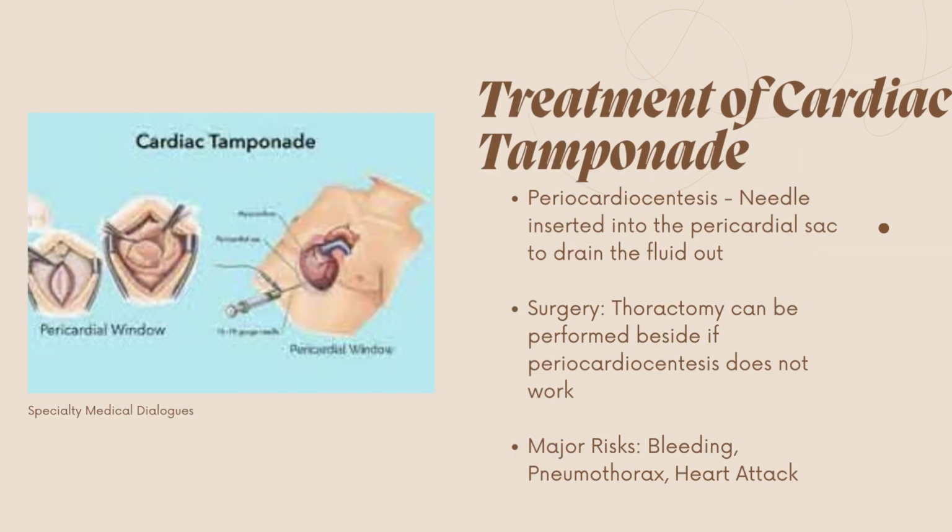Treatments of cardiac tamponade, the usual one that we see is a pericardiocentesis or pericardial window. This is when a needle is inserted directly into the pericardial sac to drain the fluid out. If for some reason this treatment doesn't work, they can't perform the needle aspiration, they will perform open surgery. This is performed via thoracotomy, so they break the sternum open.